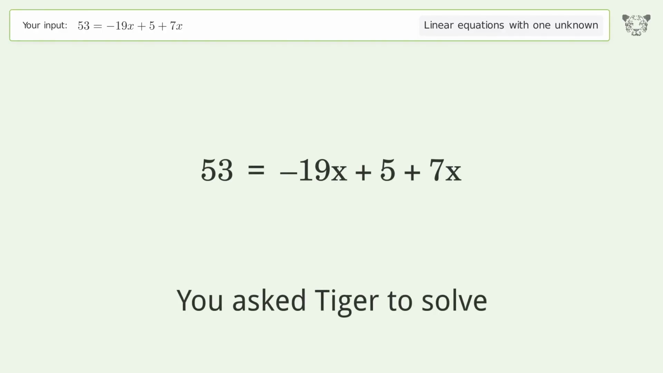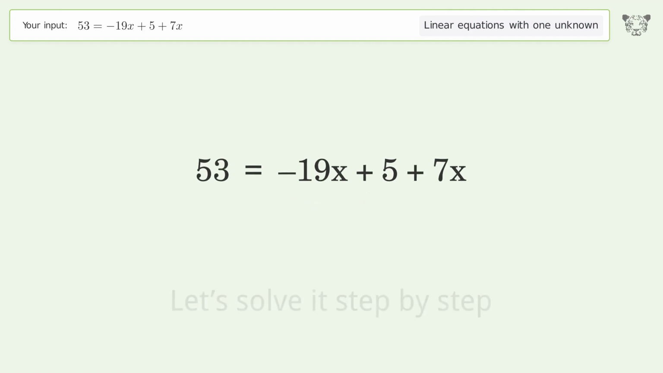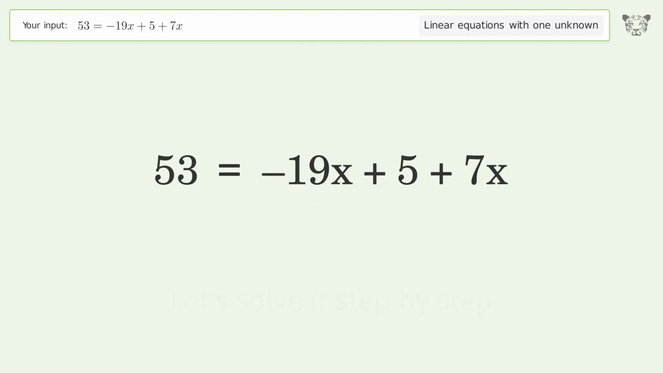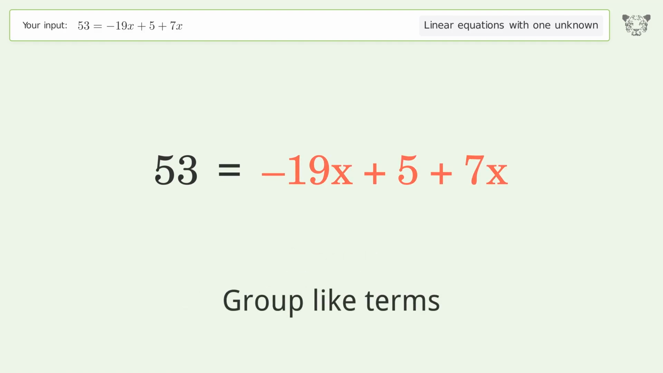You ask Tiger to solve. This deals with linear equations with one unknown. The final result is x equals -4. Let's solve it step by step. Simplify the expression. Group like terms.